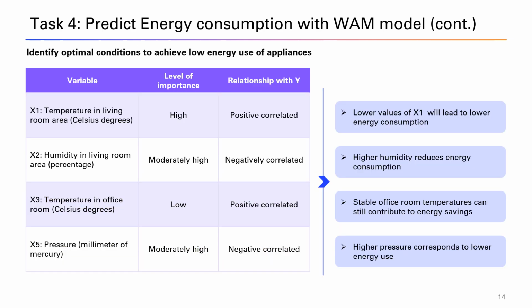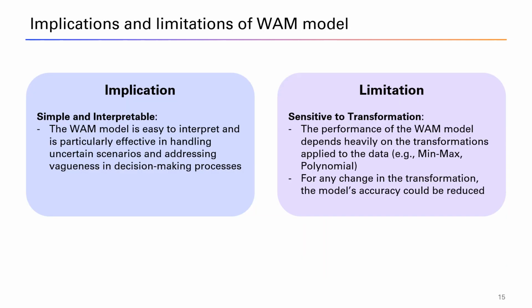Based on the level of importance and relationship with Y, the conditions for achieving low energy consumption are summarized as follows. Lower values for x1, higher values for x2, moderate values for x3, and higher values for x5.